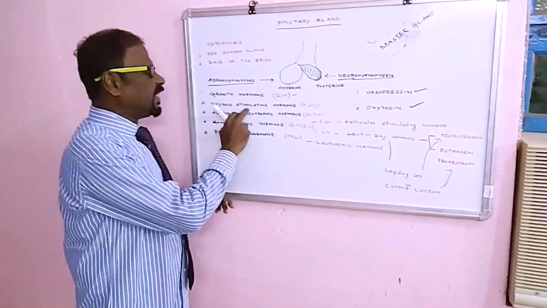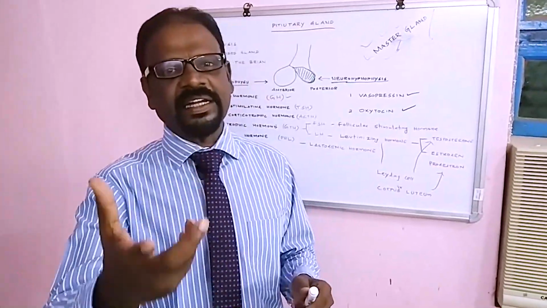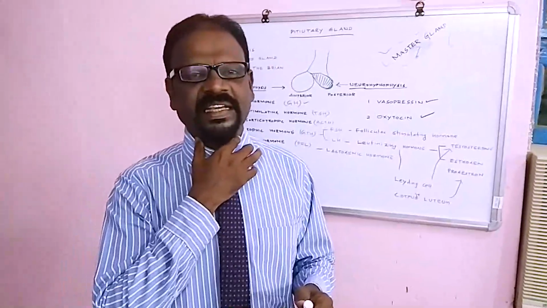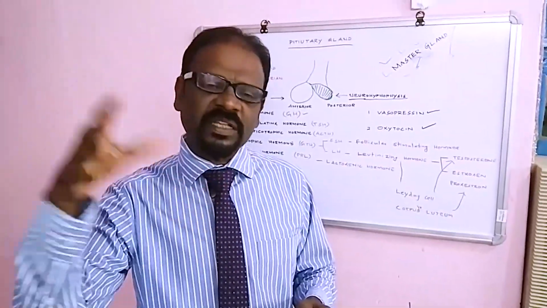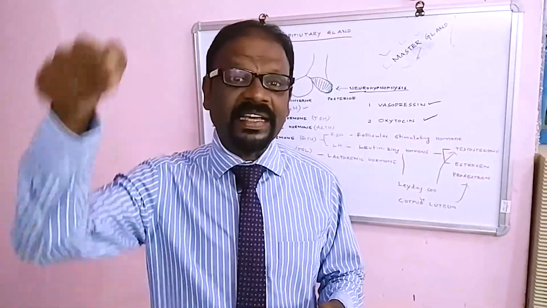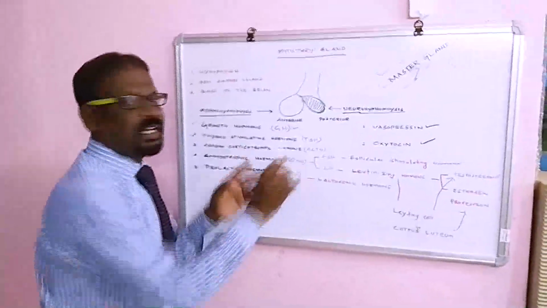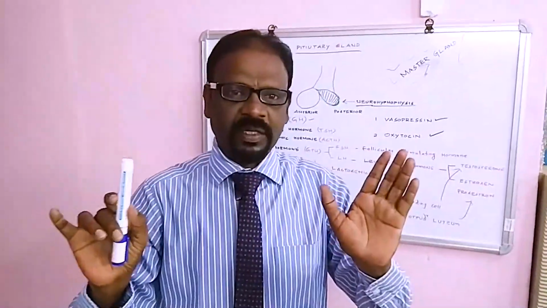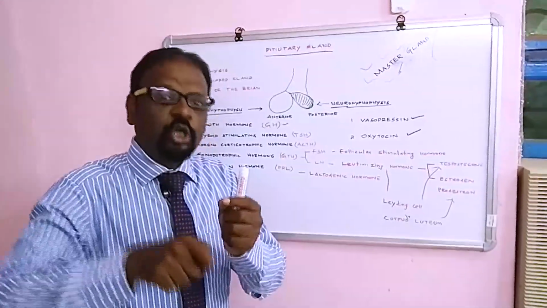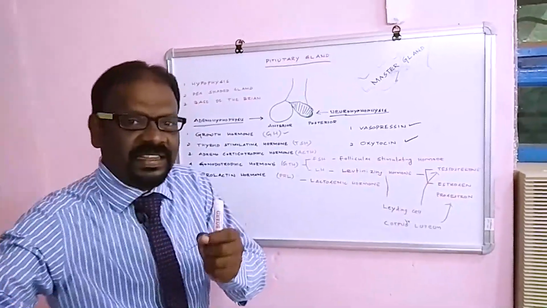The second one is the thyroid stimulating hormone. You already know the location of the thyroid gland, on either side of the trachea in the neck region. The thyroid secretes some hormones, but the thyroid gland itself is stimulated by this particular hormone. Without this hormone, the thyroid cannot work. So this TSH stimulates the thyroid to secrete its hormones. So it is controlling the thyroid.